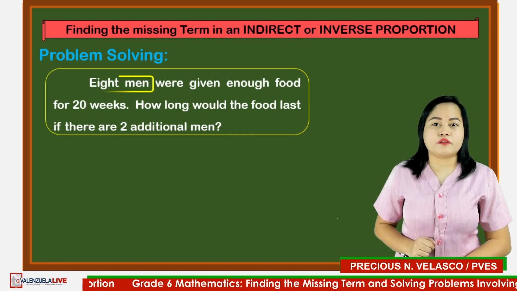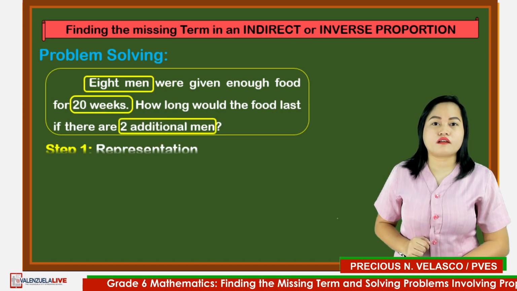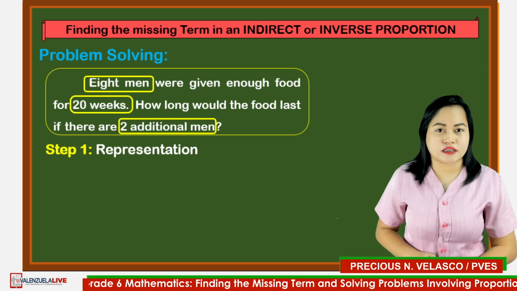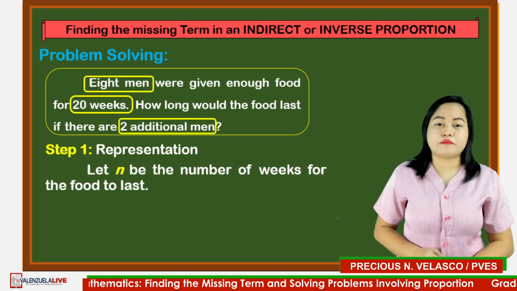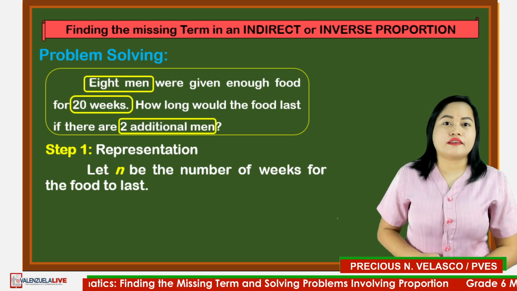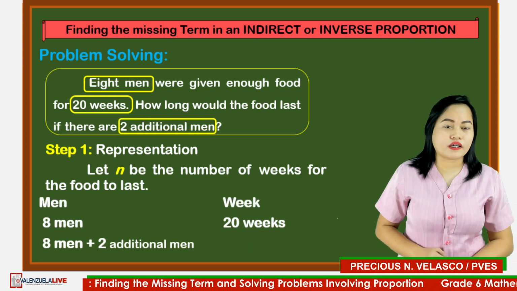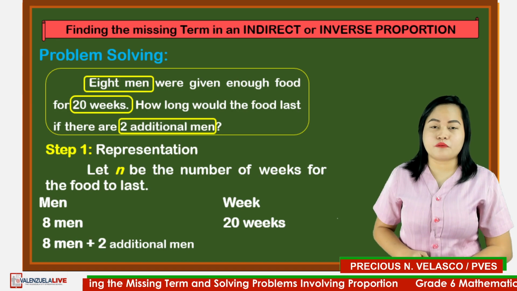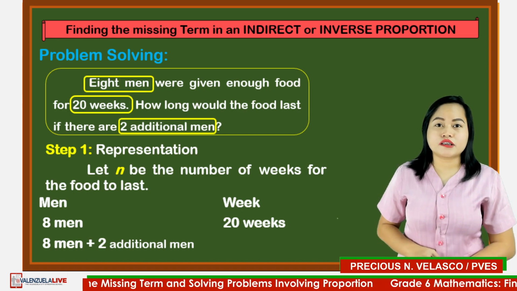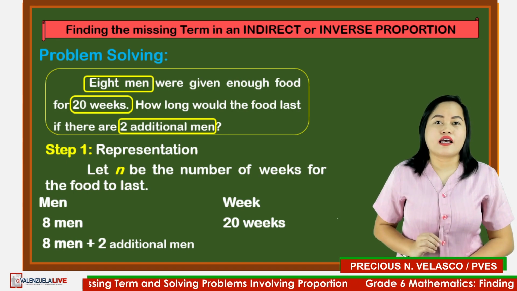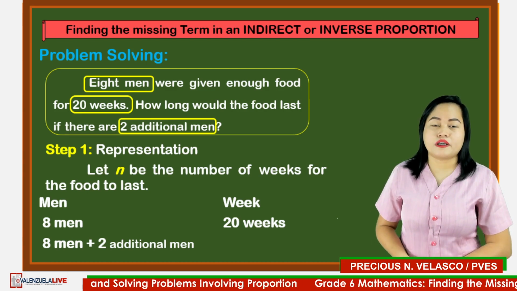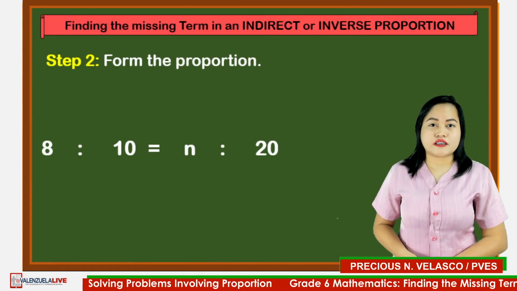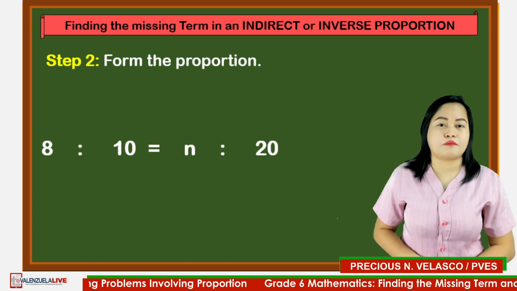So for this one, we are going to start with representation. We are going to use n again. Let n be the number of weeks for the food to last. And then we are going to write our givens. We have 8 men, then 2 additional men, and 20 weeks. For step 2, we are going to form the proportion.